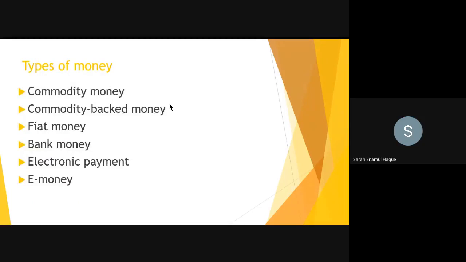And we have also done the types of money. Commodity money, such as gold, silver, bronze, commodity backed money. So this is basically a type of a check. Then fiat money is basically the currency that we use now, paper money. There's bank money, electronic payment, and e-money. E-money is basically your cards, so your debit cards and things like that.